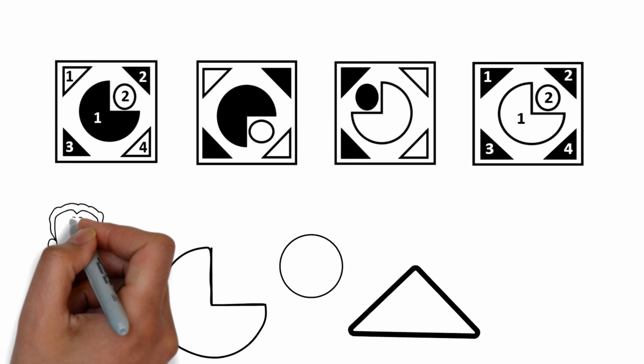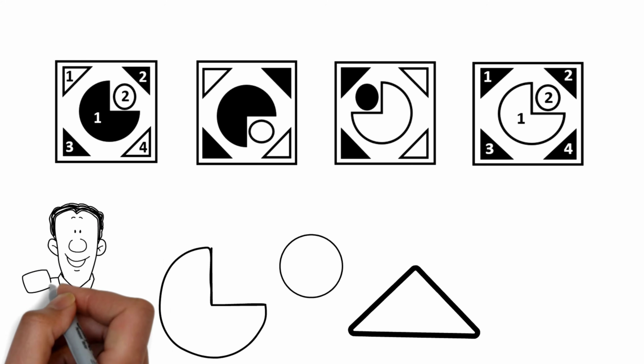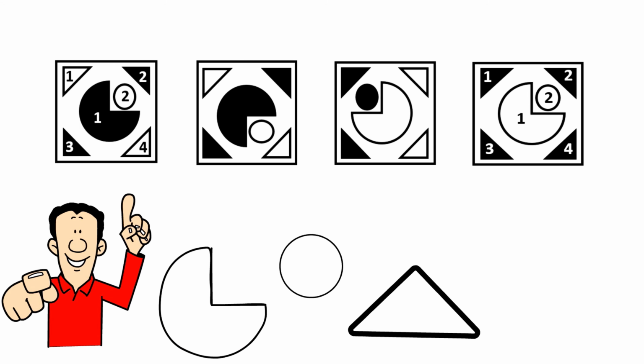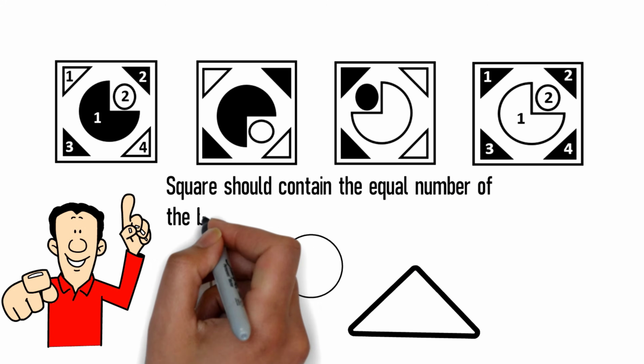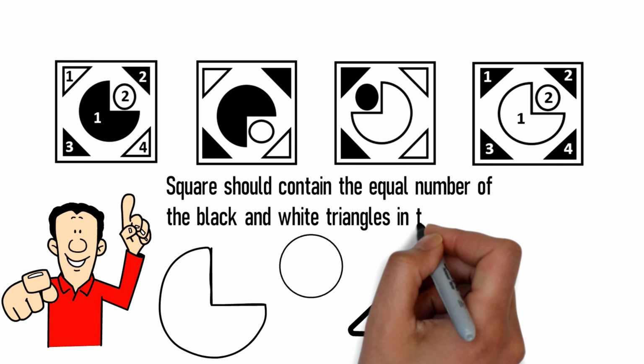In this particular question, there is only one pattern, of the triangles. But there are some sophisticated questions on the test which might include patterns for both shapes. In this particular case, the pattern is that the square should contain an equal number of black and white triangles in the corners.